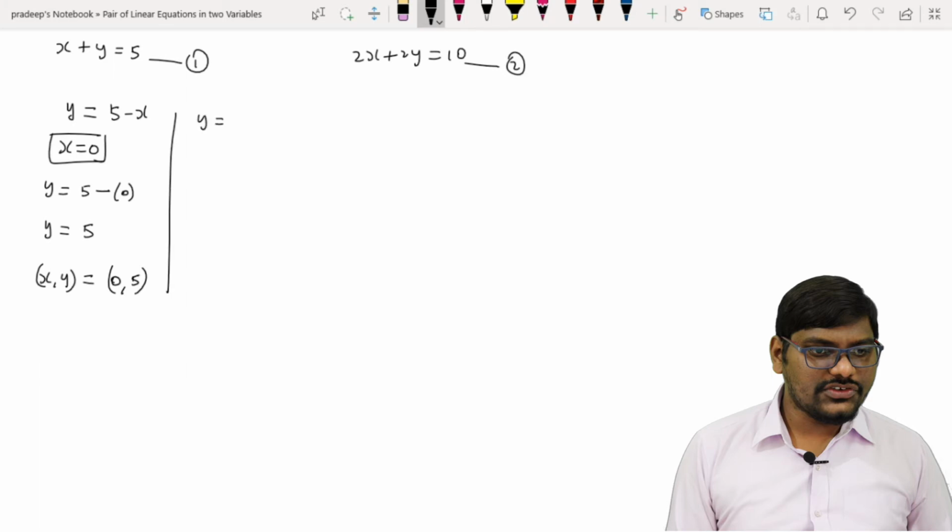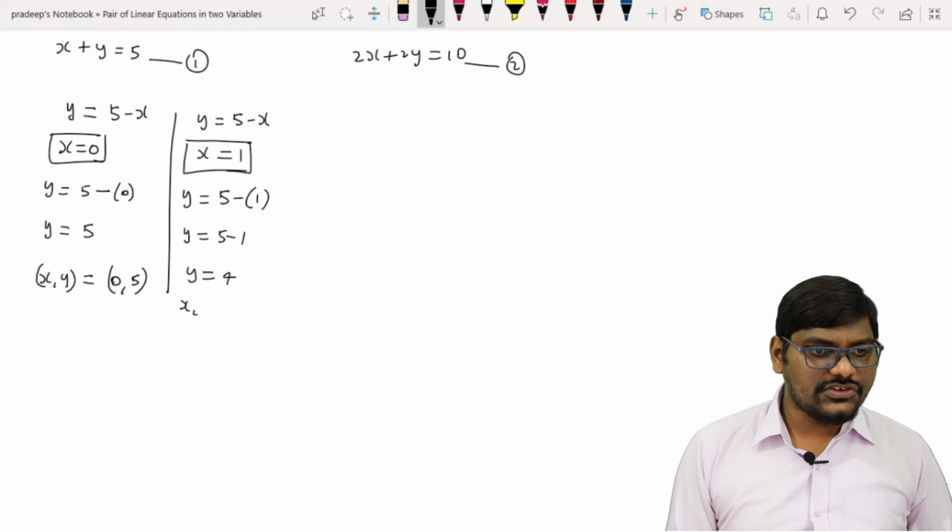Again we'll take the same equation, y equal to 5 minus x. Now I'll be taking x value as 1. I'll just take any progressive value. See, I took x as 0, then I am taking 1, then I'll take 2, and if you want to do more, you can take 3, 4, like that. In the place of x, I'll be substituting 1. So I'll get y is equal to 5 minus 1, which is 4.